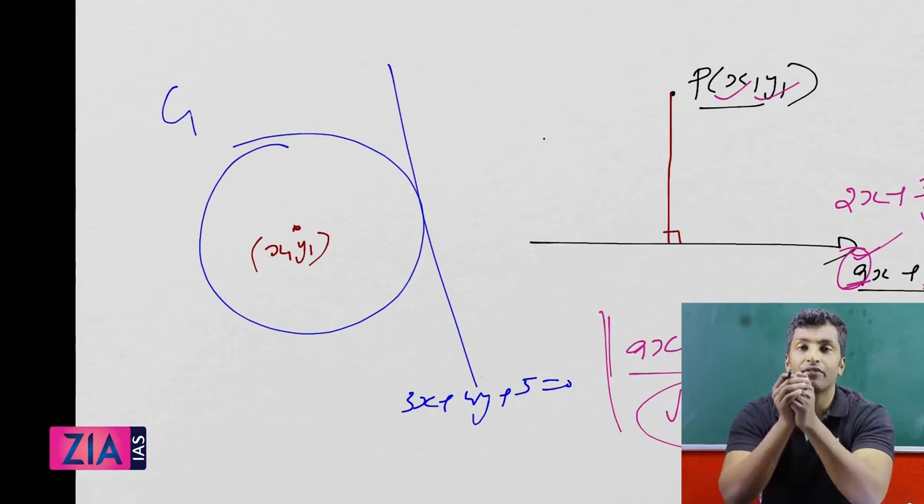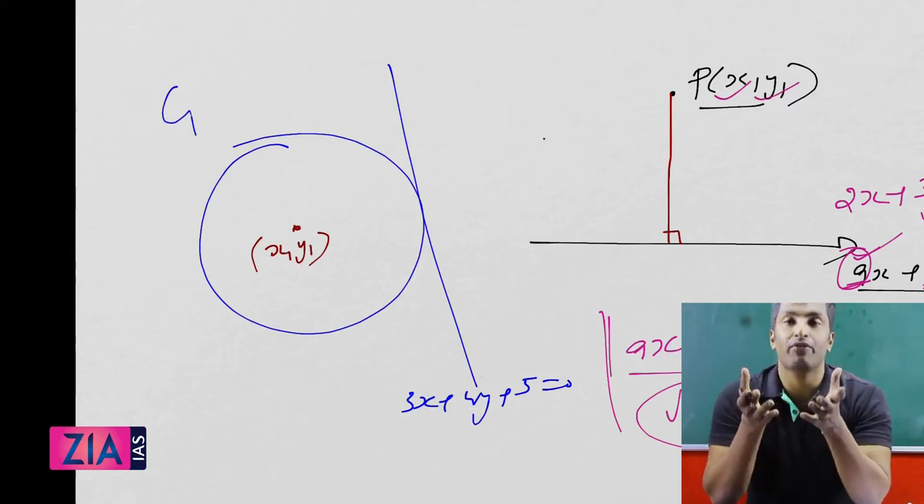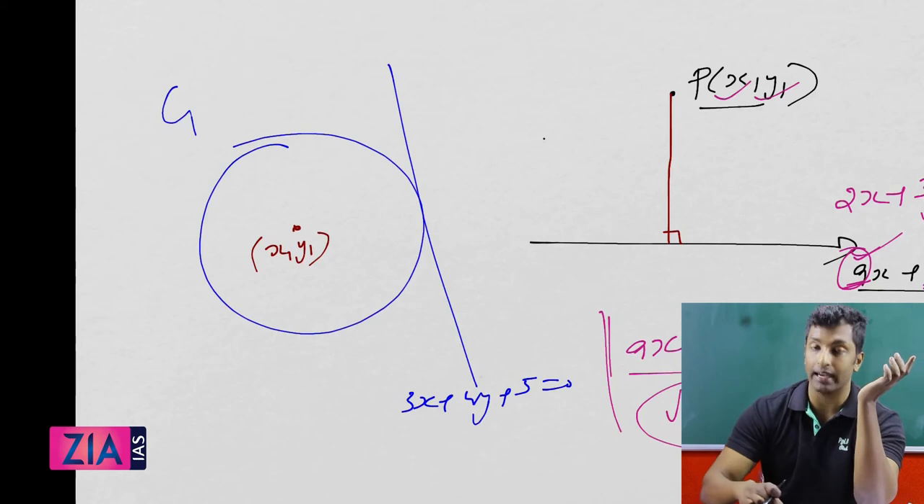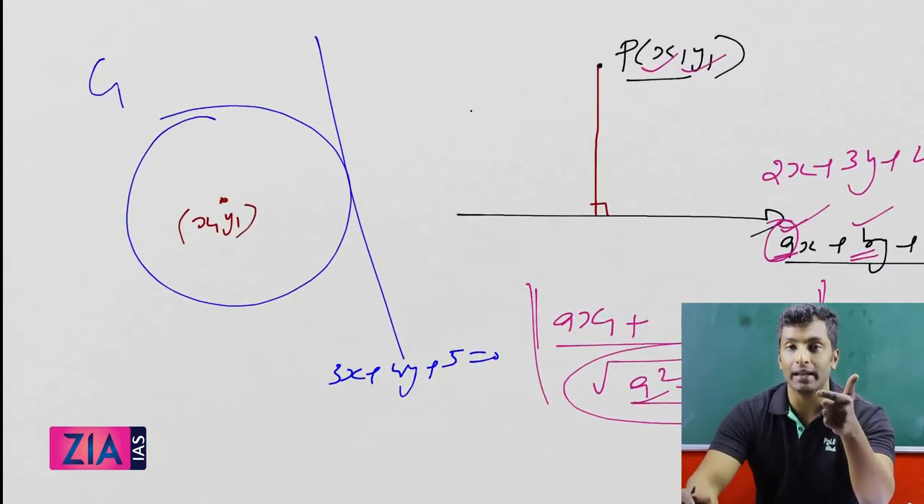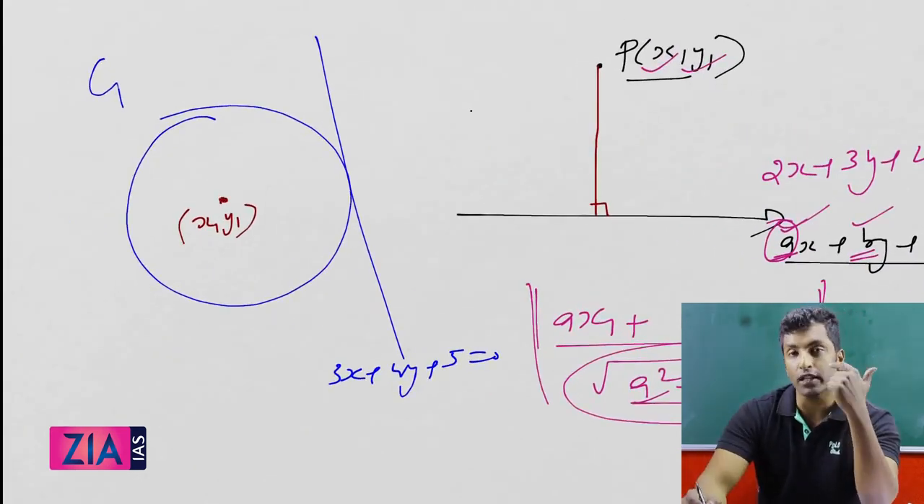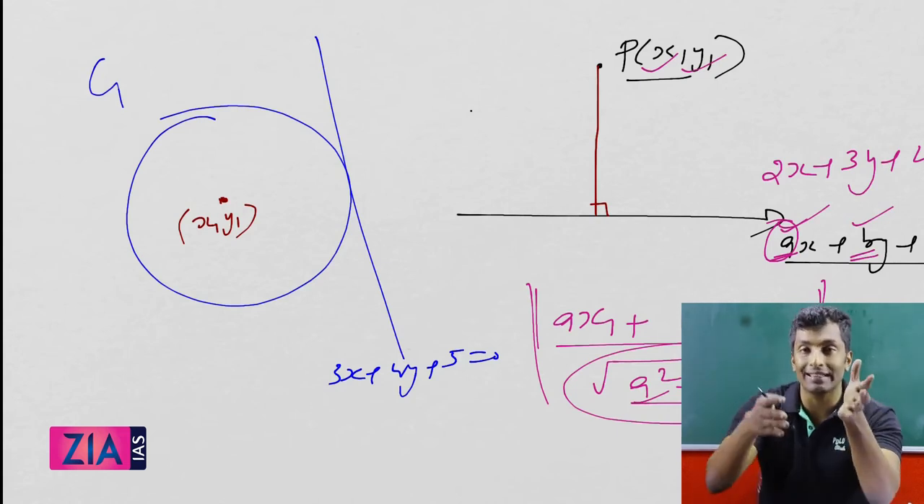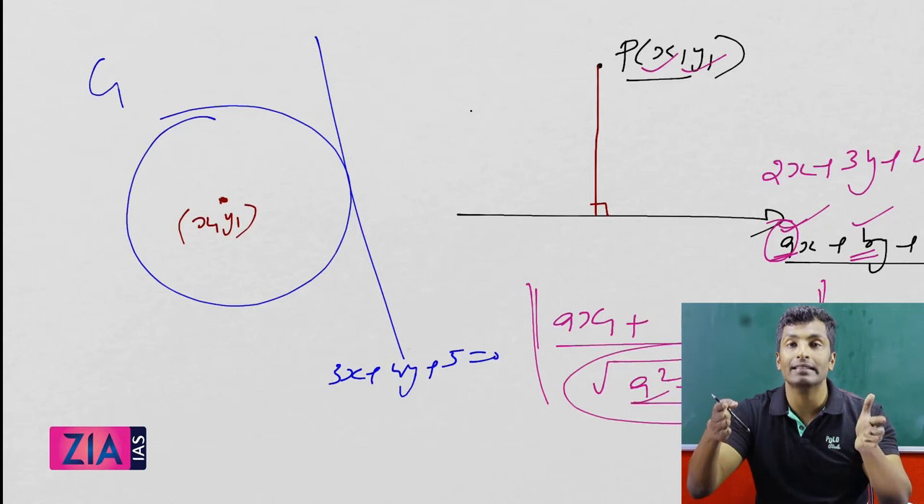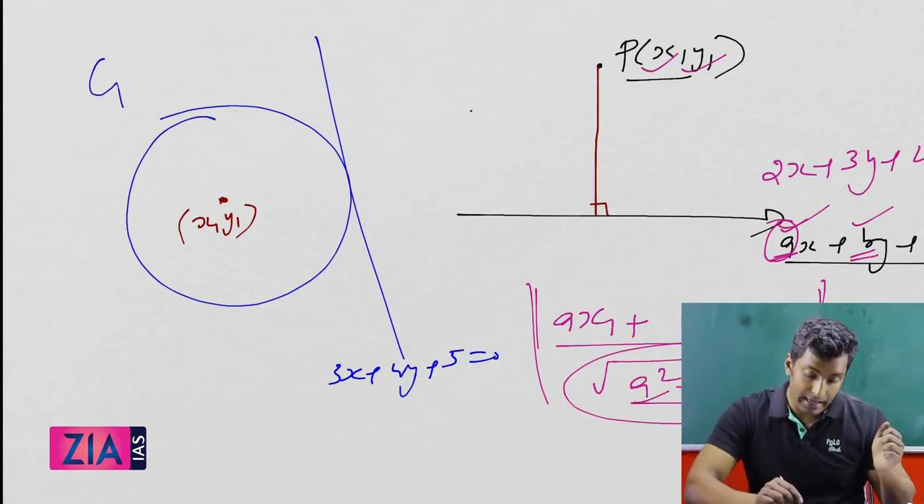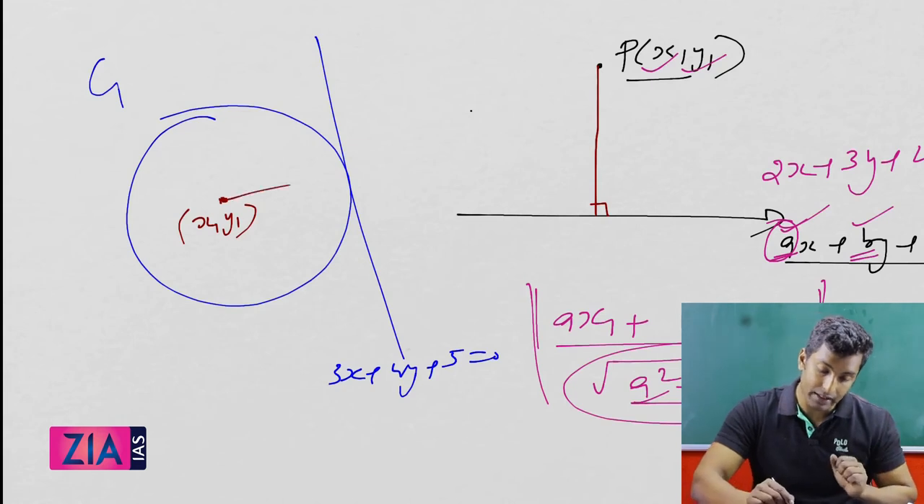Now you may wonder whether I can find the radius or not. Obviously you can find the radius by using this understanding, because this tangent is a straight line, and the center is a point. So you know the equation of the straight line, that is a tangent. You know the point, that is the center. What we need is the radius. Radius is nothing but the distance from the center to the tangent, right?